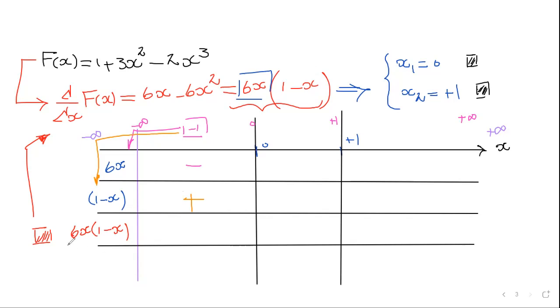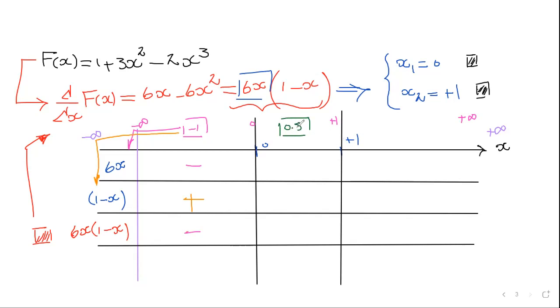Then as a result, the reconstructed function, which is 6x times 1 minus x, is the product of these two signs. Minus times plus gives you what? Gives you minus. That's what I look for. Now, I go to the next interval. The next interval is between 0 and plus 1. I select a random number, for example, 0.5. Any random number which is going to be easy to work with.